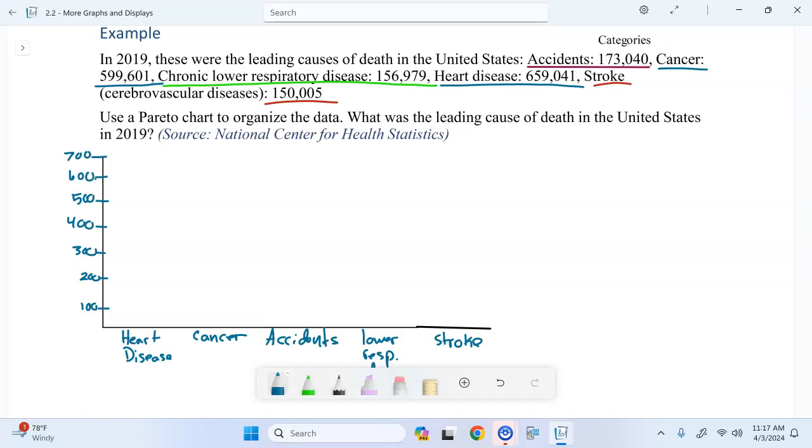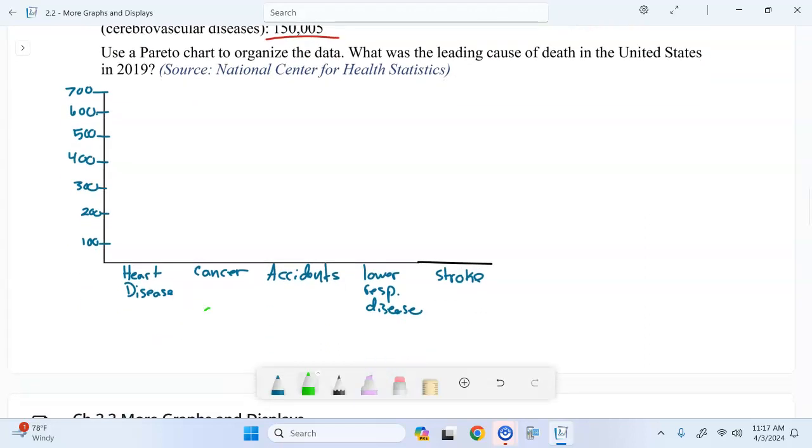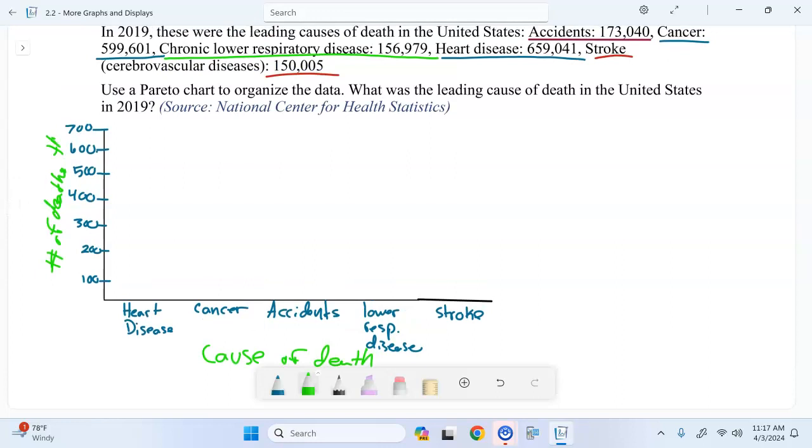We want to label our axes as well. So our horizontal is our cause of death. Our vertical is the number of deaths in the thousands. So we want to make sure that we list the scale. If I didn't include thousands on that scale, then when I drew my bar for cancer, it would just be 600 people, not 600,000 people. So we need to make sure that the scale is properly labeled. Cause of death, and then deaths in thousands.